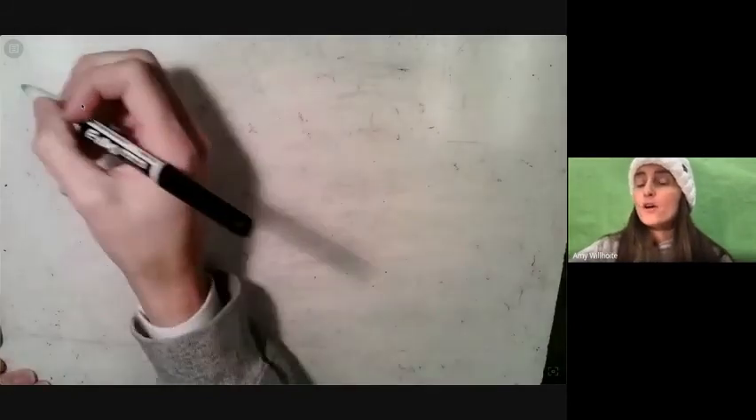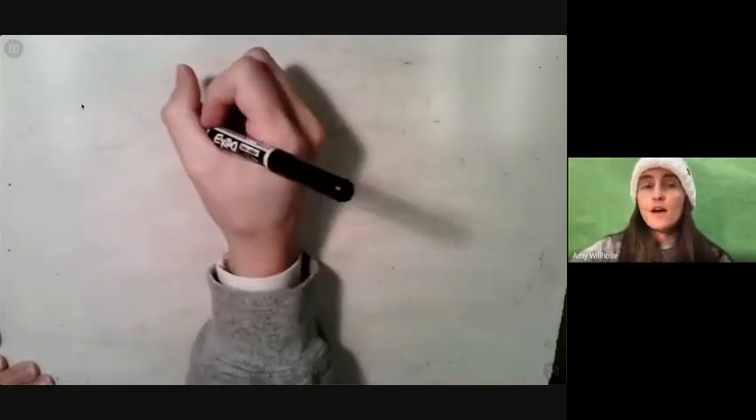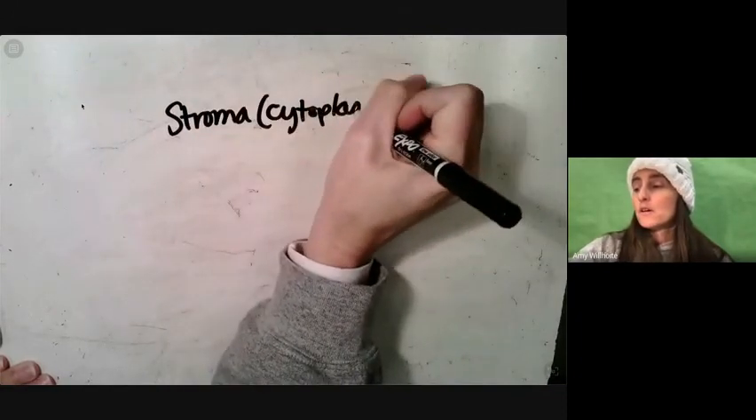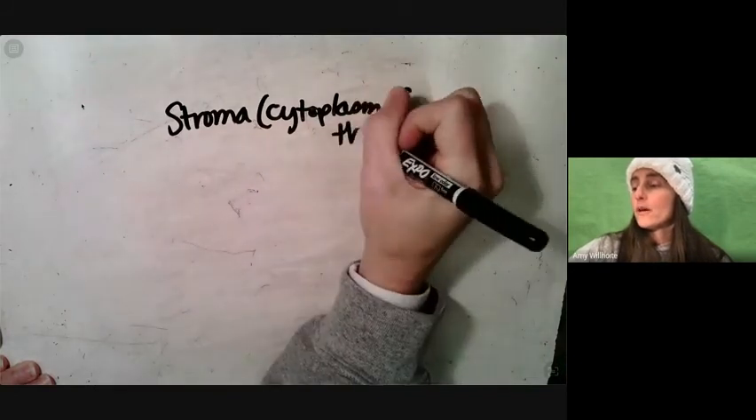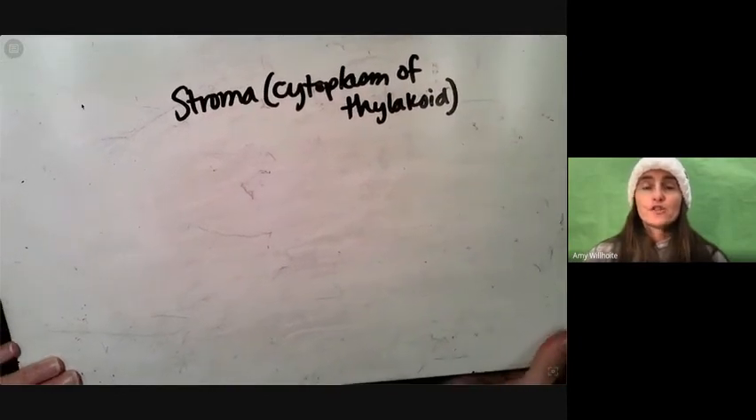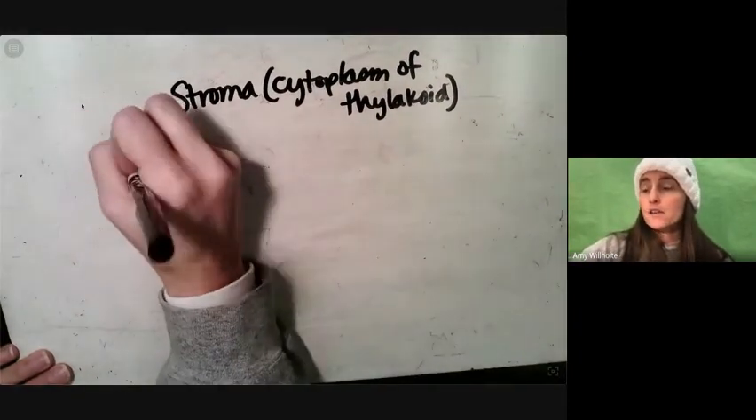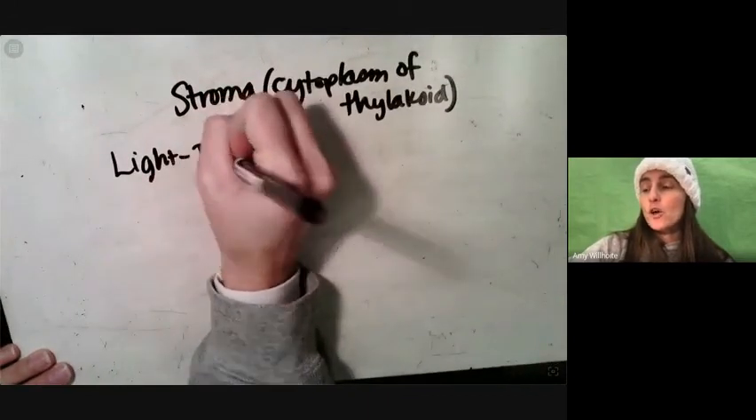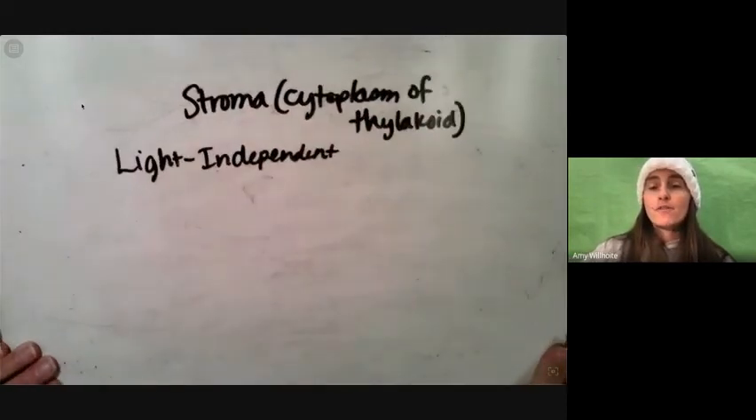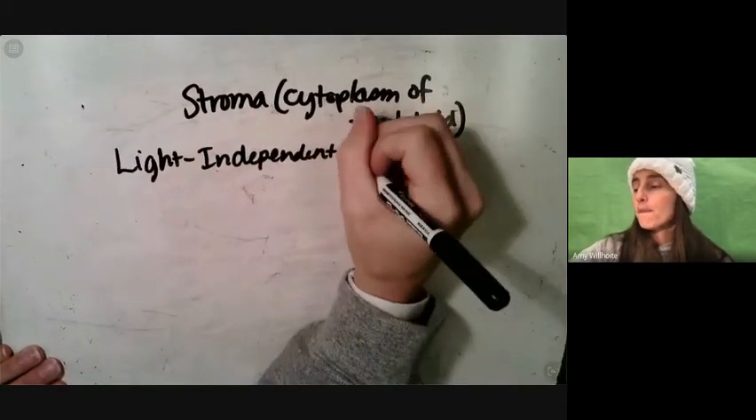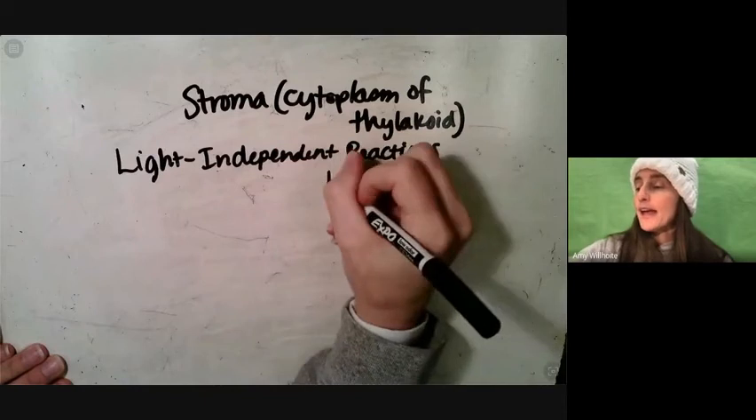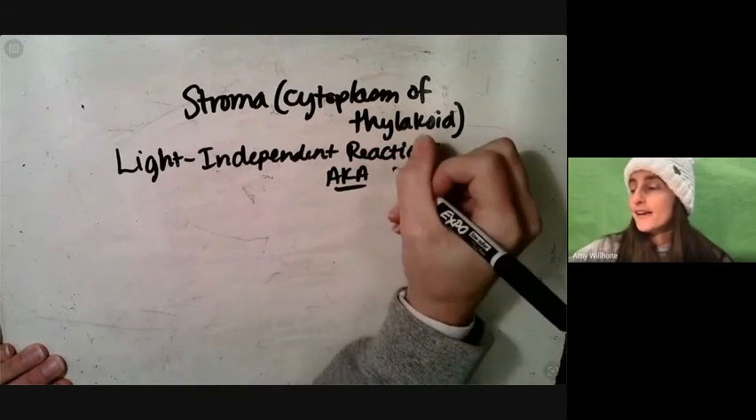So thylakoid is somewhere else. Now we're in the stroma, which remember, that's the cytoplasm of the thylakoid. I am going to give you a very, very general description of the light independent reactions. We don't actually need to know as much about them. You can look up diagrams of them. I have a little diagram thing for you to do. We'll see if we get to it. Okay, light independent reactions, AKA, otherwise known as the Calvin cycle.